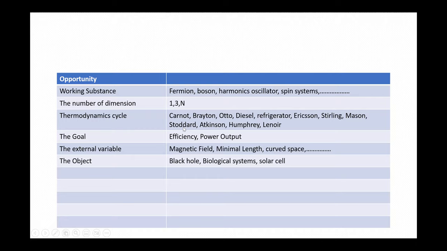We can calculate the efficiency and power output, or we can add external variables like magnetic fields and the minimal length that I discussed, and the other. Maybe you can also add electric fields. And as we know, for the quantum field engine, there are several papers that discuss it in the mix model of black holes. We made some analogy between temperature and the surface area of a black hole, and also in biological systems and solar cells.